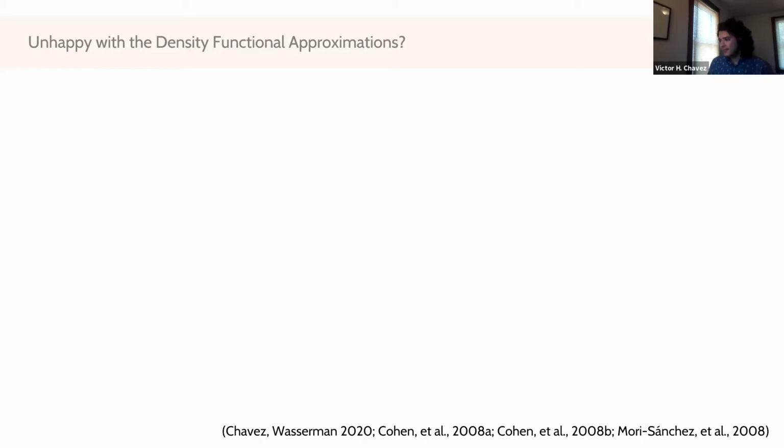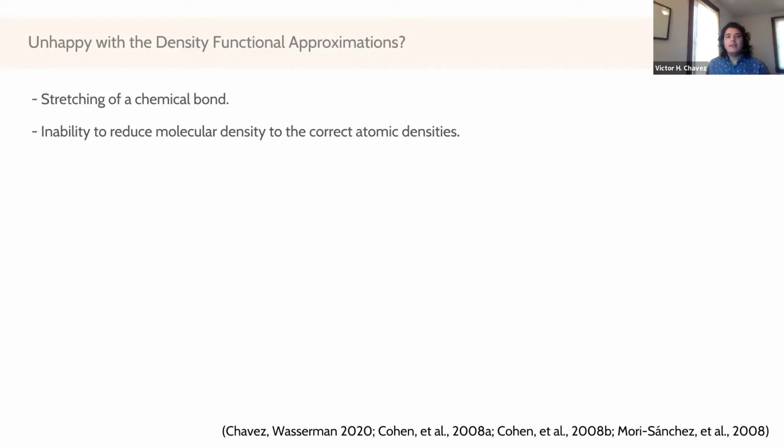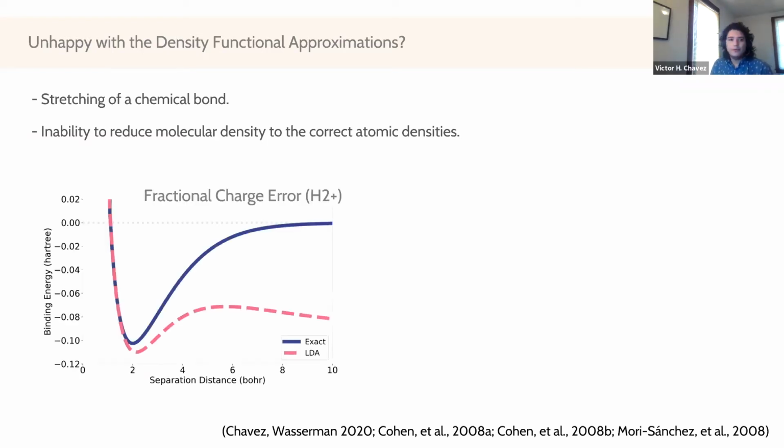Of course, we know that DFT is exact, but once we start applying approximations, that's when things go a little bit bad. And we know that this mainly happens whenever we're stretching a bond. And this is fundamentally due to the inability of the DFAs to reduce molecular densities to the correct atomic densities. So here I'm going to be using some examples for the local density approximation, LDA, but of course this applies to any density functional approximation or most of them.